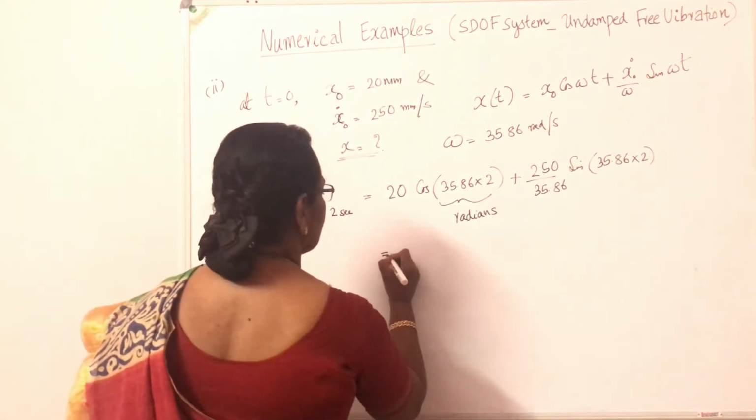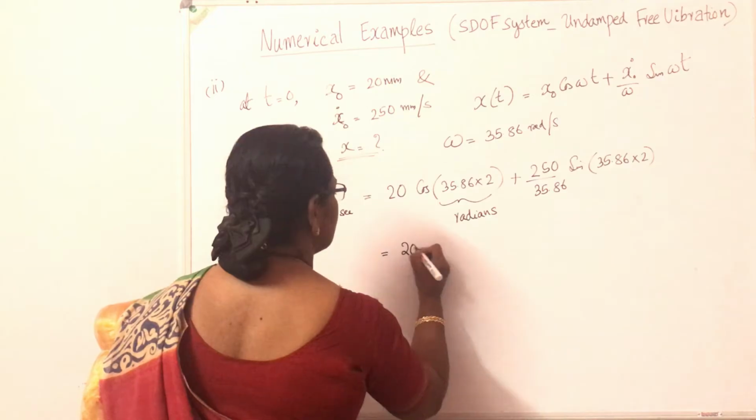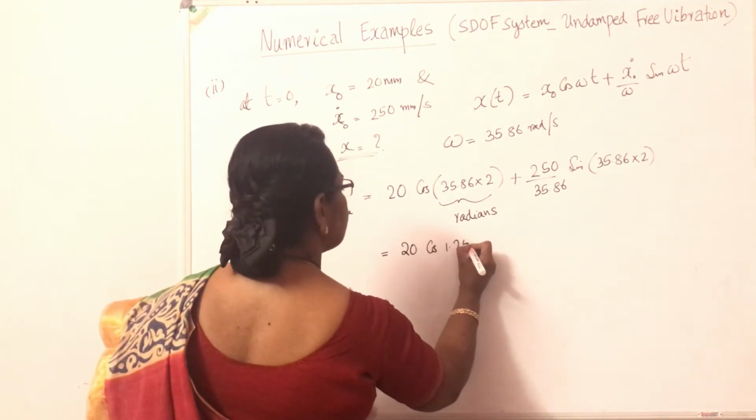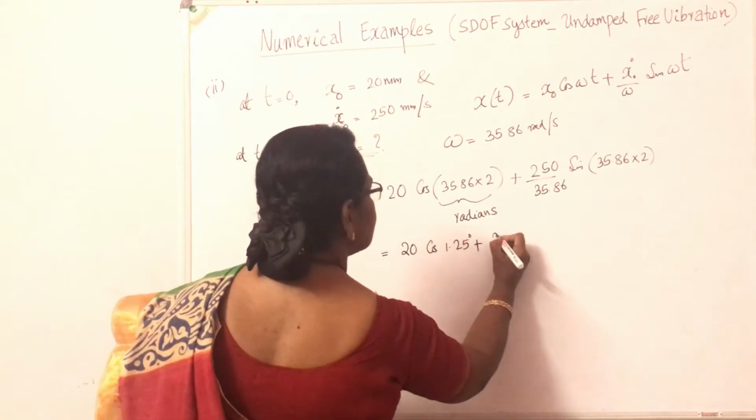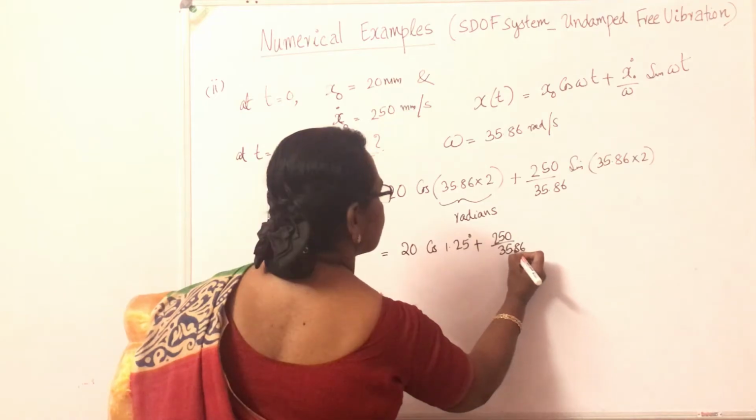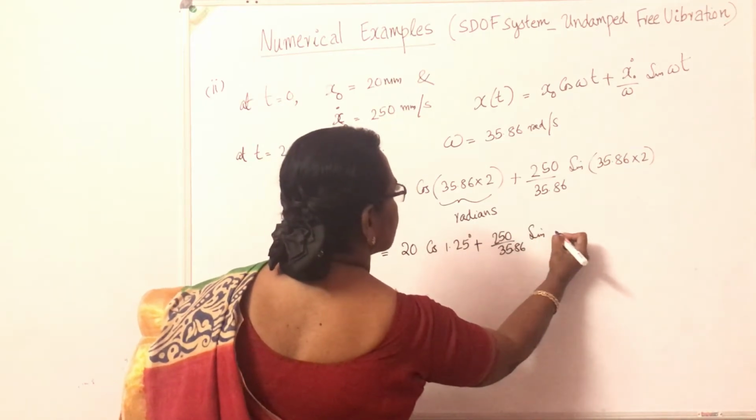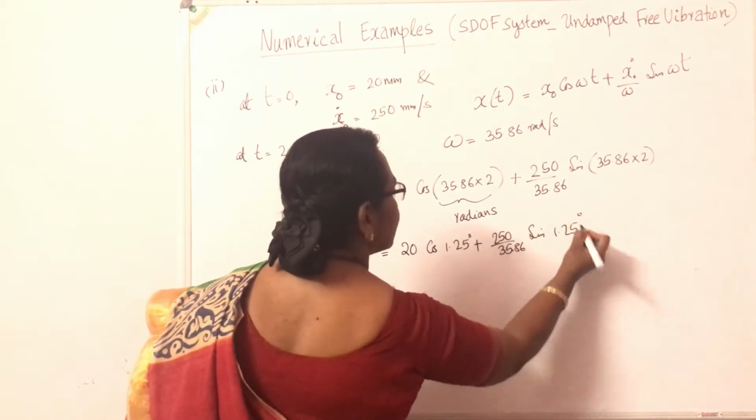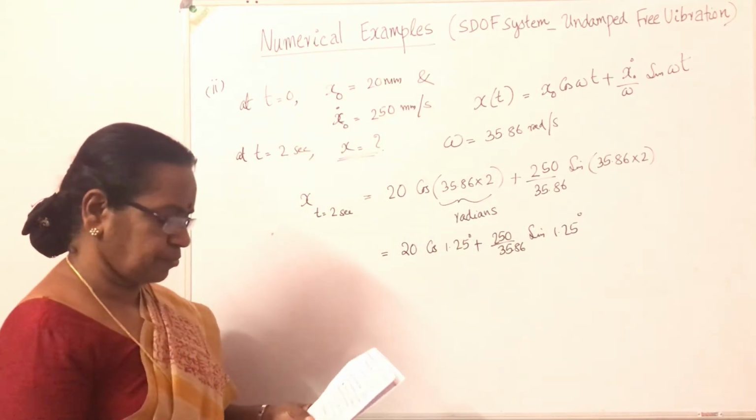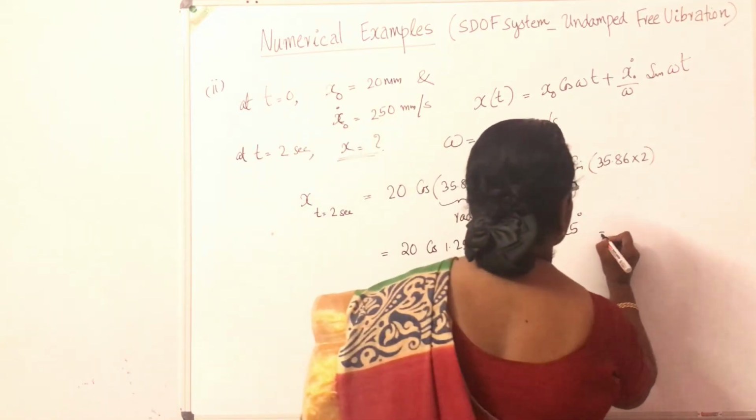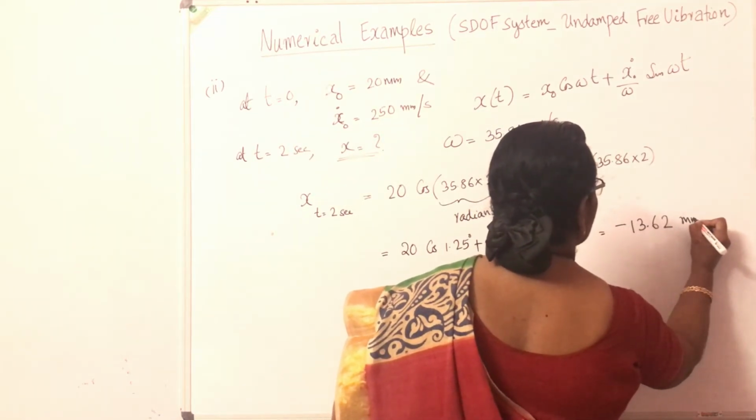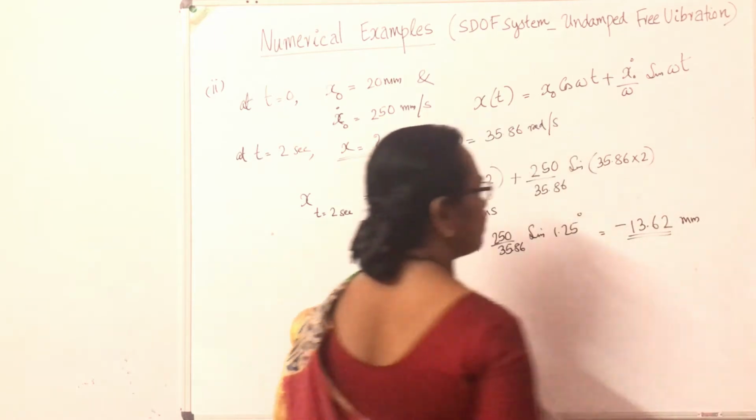Otherwise, if I convert it into degrees, it will become 20 cos of the angle in degrees, plus 250 by 35.86 sin of the angle in degrees. You can substitute it either in radians or convert it into degrees. We'll get the answer as minus 13.62 millimeter.